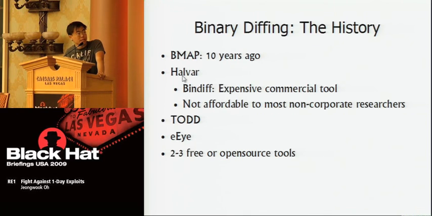The second one was Halvar. Actually, he released BinDiff. It's a kind of expensive, more than $1,000 commercial tool, and it's not affordable for non-corporate researchers. And Todd also wrote some article about binary diffing like 5 years ago.